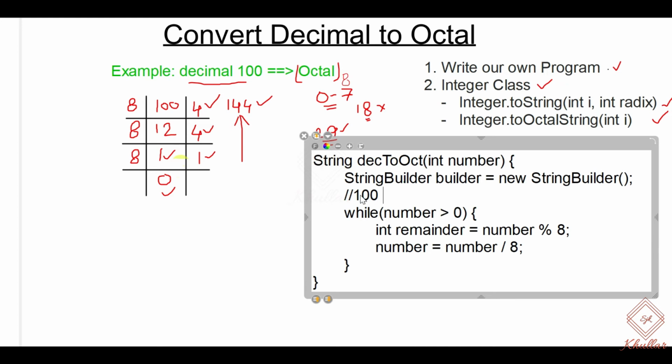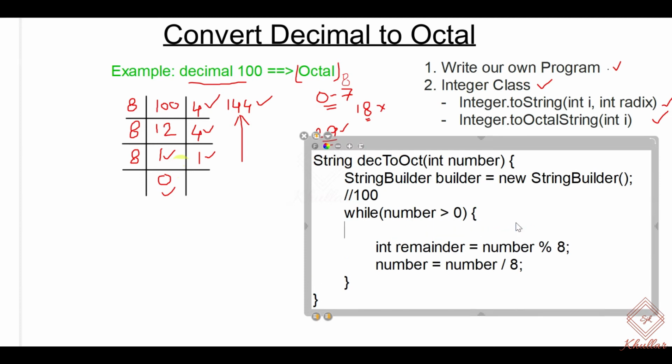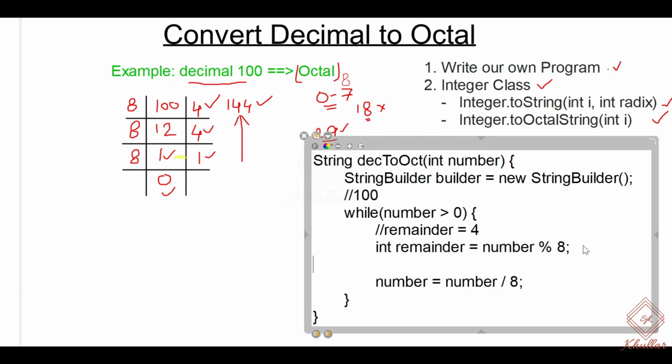So we are checking whether the number is greater than 0. Yeah, 100 is greater than 0. Okay, so what are we doing next? We are noting down the remainder, right? So what is the remainder here? 100 by 8, the remainder is 4. So let's write down the 4. Now the next thing we are doing is performing 100 by 8. 100 by 8, we know it is 12. So the number would become 12, right? So I am commenting it out.